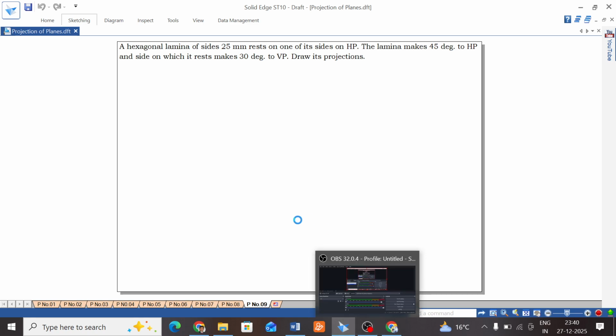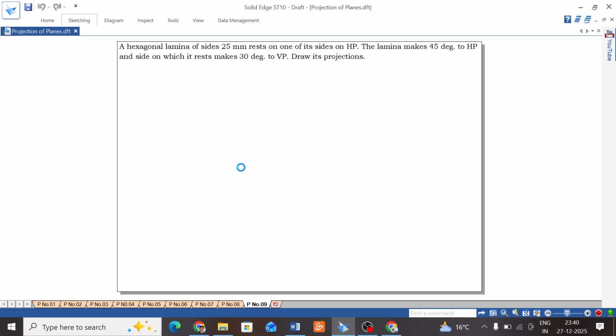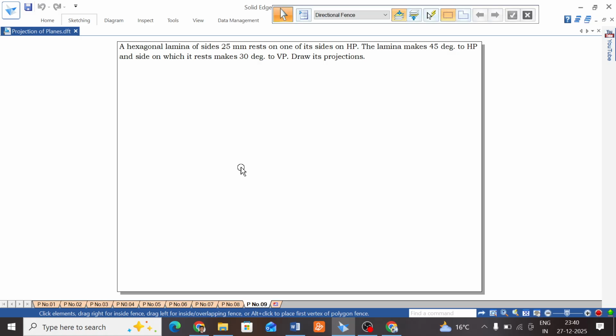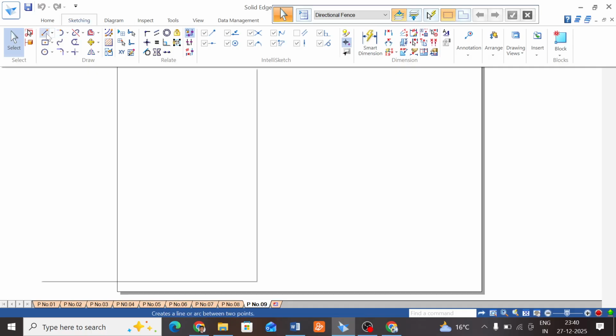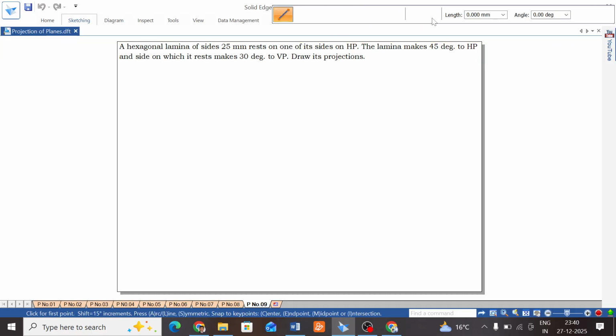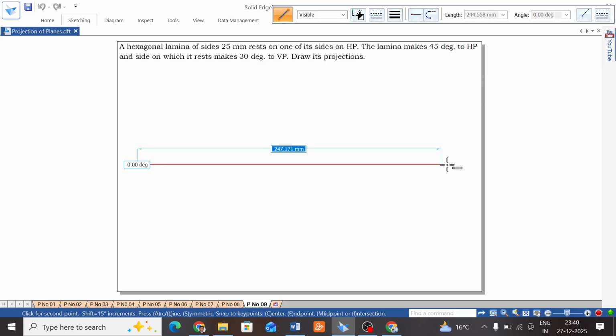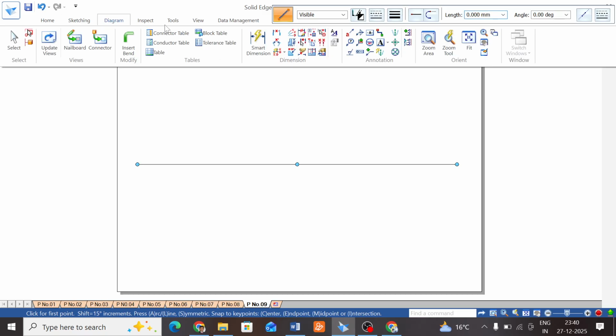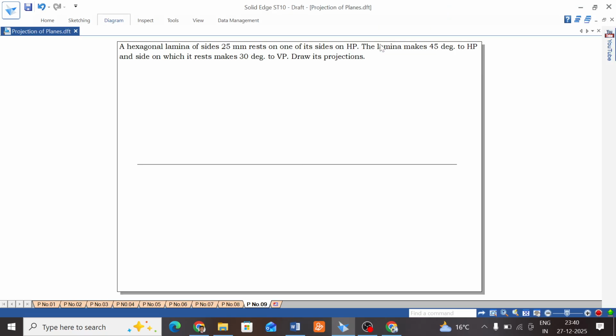In this problem, a hexagonal lamina of 25 mm side rests on its side on HP. The lamina makes 45 degrees to HP and the side on which it rests makes 30 degrees to VP. First, draw the XY line using a thin line.